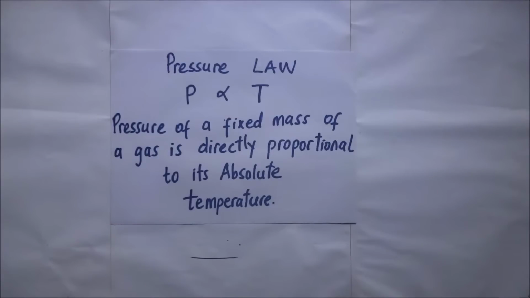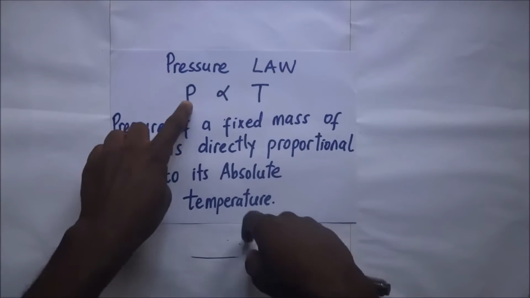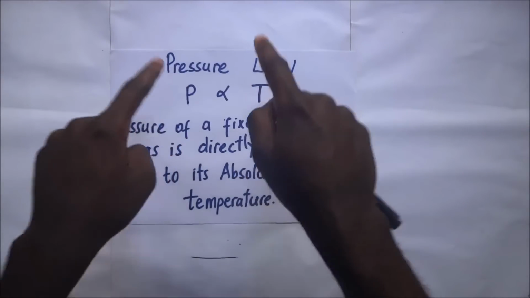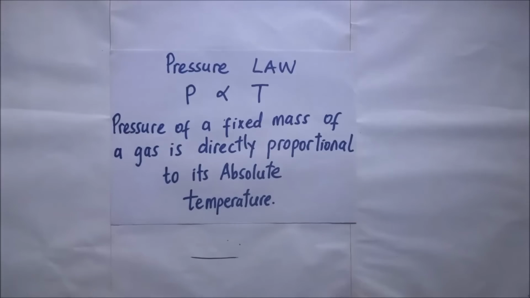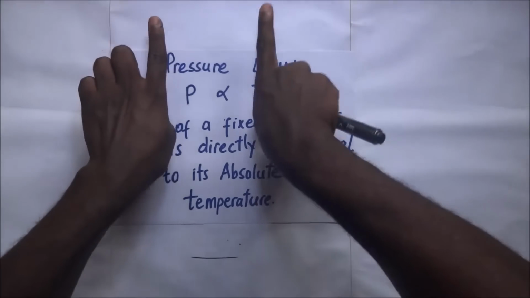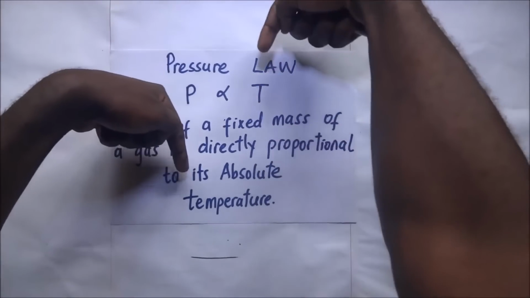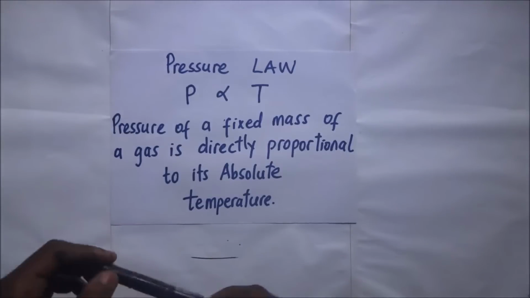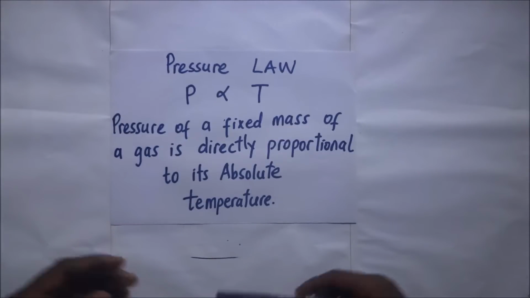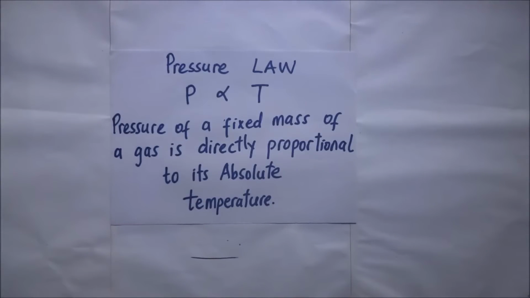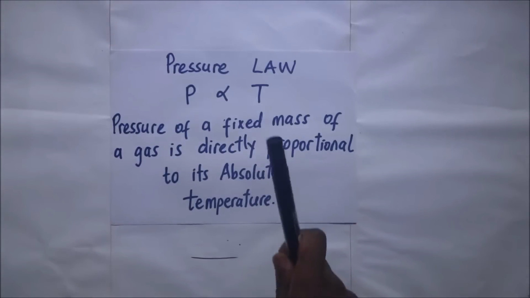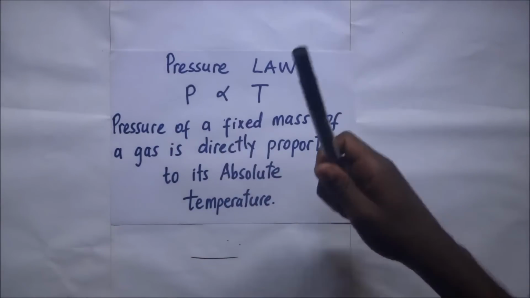The pressure law. Now, of course, we know that the pressure is directly proportional to the temperature. That's according to the pressure law, and this is on condition that the volume is constant. The higher the pressure, the higher the temperature. The lower the pressure, the lower the temperature. So we need to explain this using the kinetic theory. Of course, the pressure of a fixed mass of a gas is directly proportional to its absolute temperature on condition that the volume is held constant.